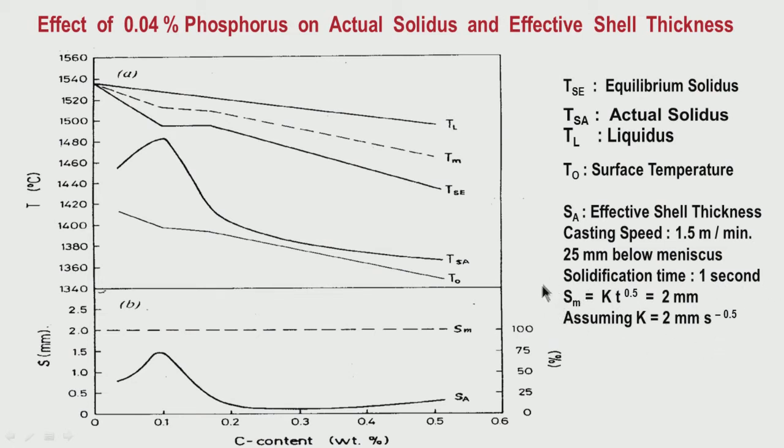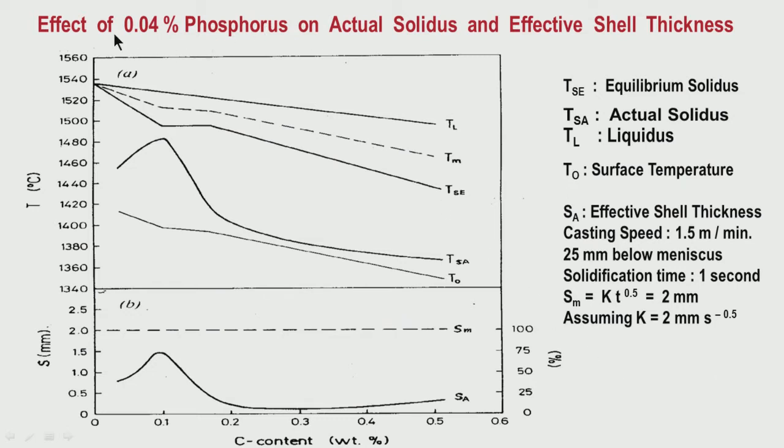So, this is the 25 millimeter below meniscus, and the solid shell thickness, the theoretical solid shell thickness SM, as I have told you earlier, depends on K, the solidification constant, times t to the power 0.5. So, since time is 1 second and K, if you assume 2 millimeter per second to the power 0.5, we can calculate the theoretical solid shell thickness, which is 2 millimeter. This is theoretical, but actually what is the situation? It depends on the level of microsegregation.